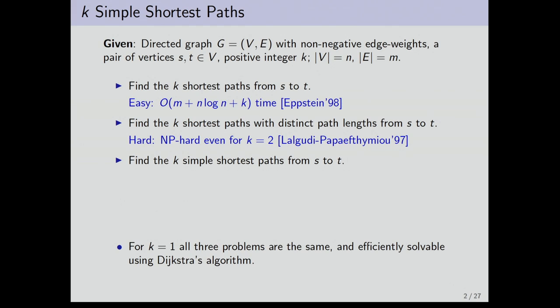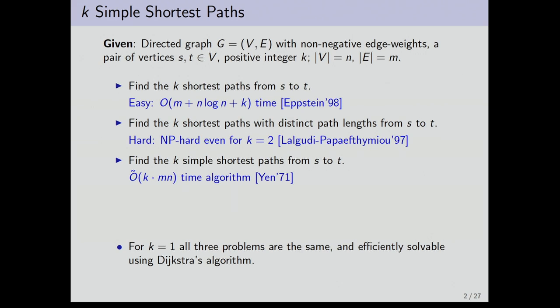And this is a well-studied problem: find k simple paths from S to T. So you don't allow cycles. In fact, the paper by Eppstein claims that this version, the version I'm going to look at, is more common in practice than the one that he looked at. So even though this is not that well known in the theory literature, it's actually quite a common problem.